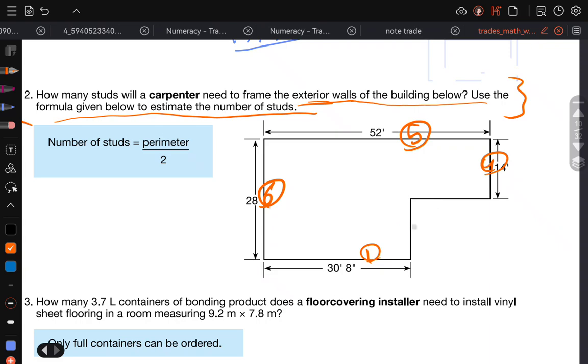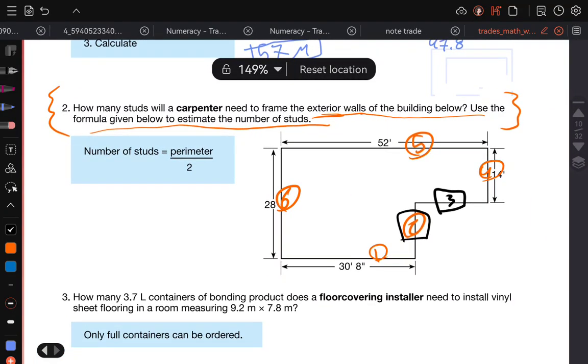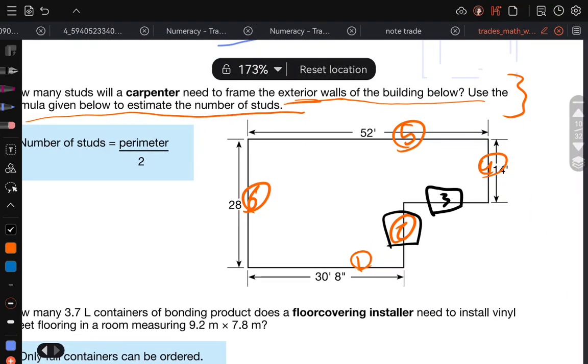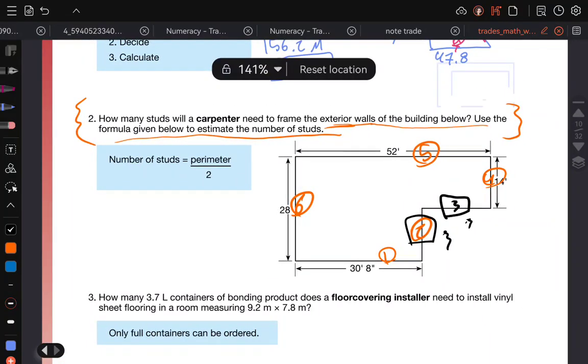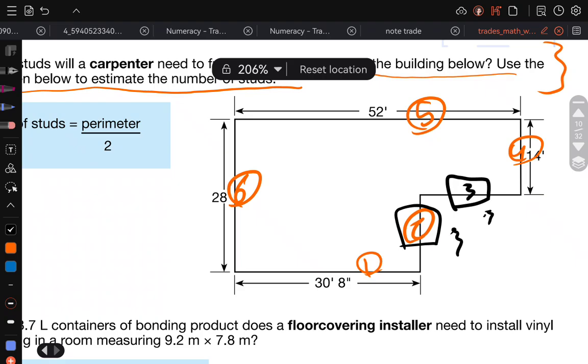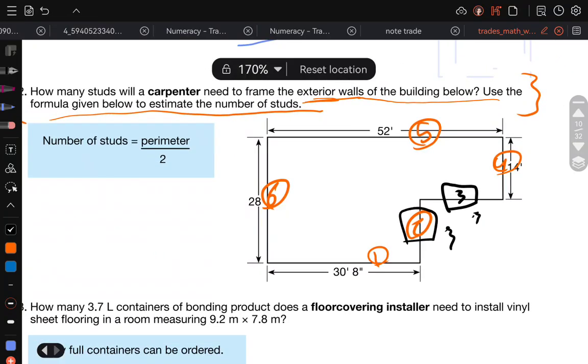So what is the unknown stud? We do have this one, which is number 2. Let's make it another color. Let's make it black. Number 2, and the other one is number 3. Now, if we just know number 2 stud and number 3 stud, we can just add them together and it will be super easy, right? So let's work on stud number 2 and stud number 3.